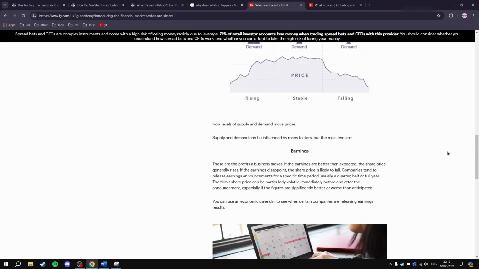How levels of supply and demand move prices. Supply and demand can be influenced by many factors, but the main two are earnings.